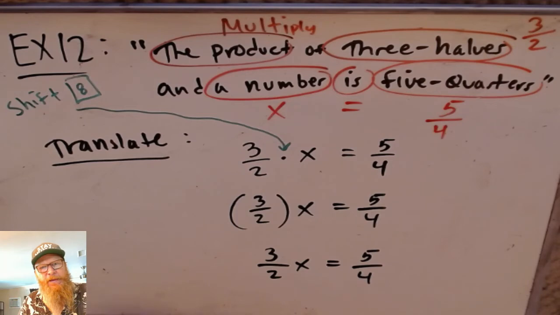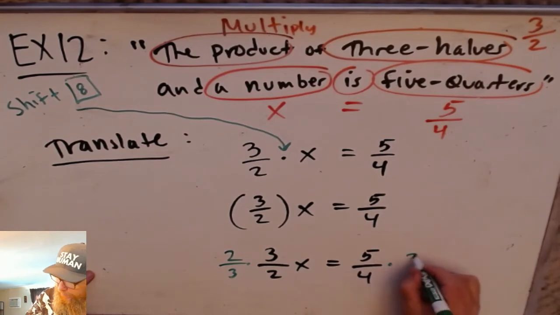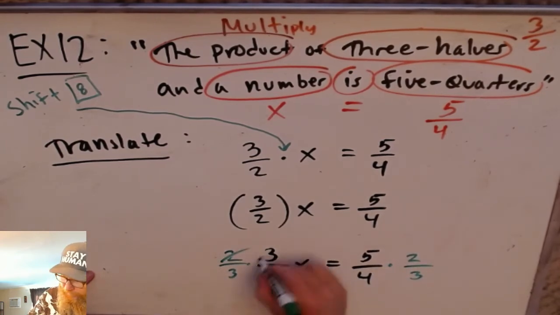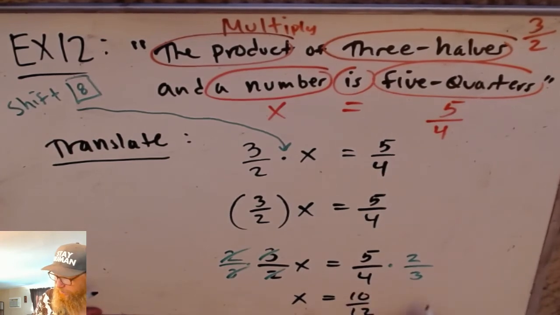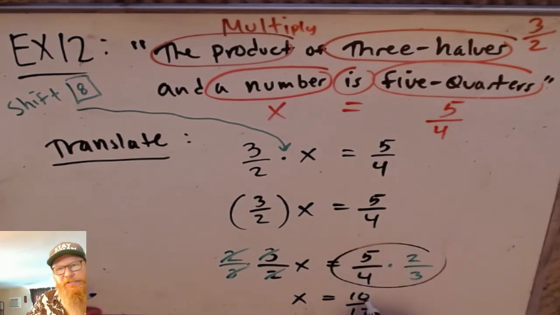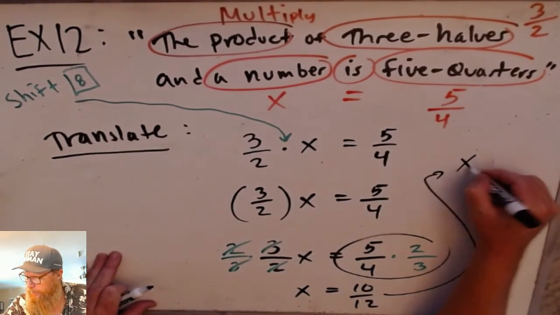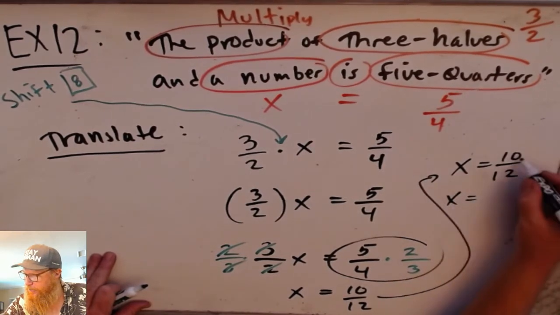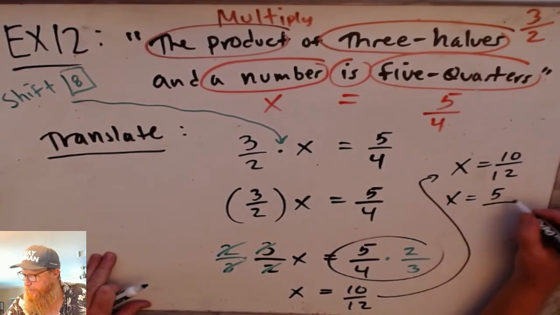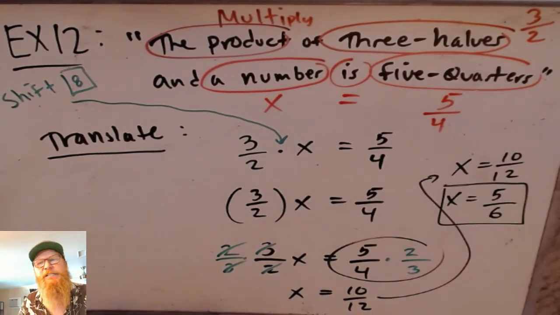Okay, and then now we're going to simplify this, or solve this. Let's multiply by the reciprocal, which is 2/3. And we're going to get x equals 10/12. 5 times 2 is 10. 4 times 3 is 12. And you want to simplify that. 2 goes into 10 5 times. 2 goes into 12 6 times, so 5/6.